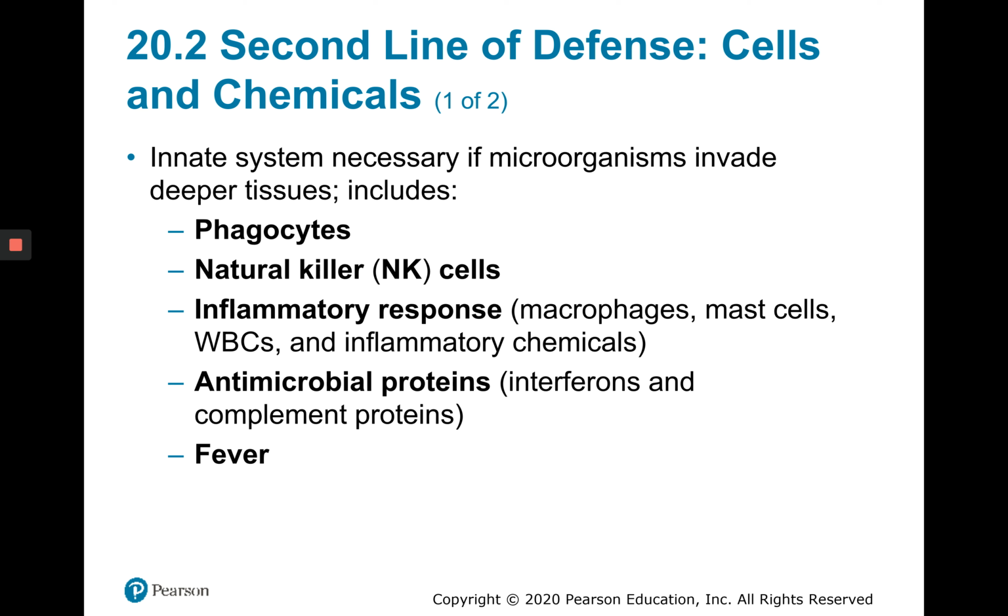They both use perforins and granzymes in order to directly kill infected cells. The inflammatory response we'll spend a lot of time on. Expect to see things like macrophages and mast cells, different white blood cells, and inflammatory chemicals play a role here. And then antimicrobial proteins, these are similar to things like the defensins we saw with the first line of defense, but two types of antimicrobial proteins we're going to focus on for the second line of defense are interferons and complement proteins. And we'll also spend some time looking at fever.